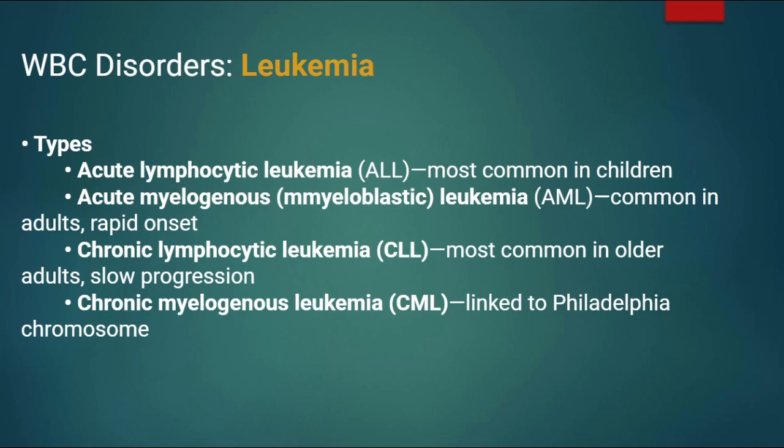Chronic myelogenous leukemia, or CML, is associated with a specific genetic abnormality called the Philadelphia chromosome. It often progresses slowly at first, but can enter a more aggressive acute phase. As nurses, it's important to know these types because the age of the patient, the speed of progression, and the treatment plan vary depending on the type of leukemia.